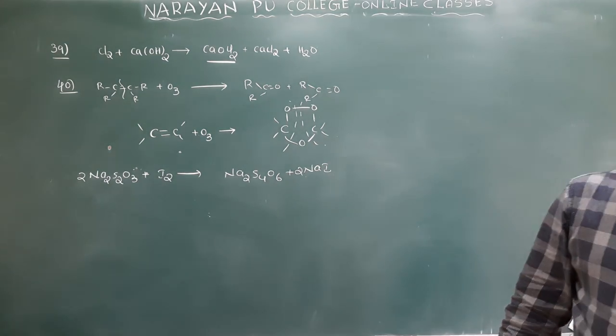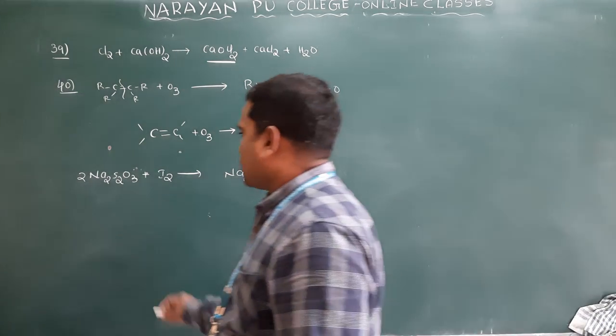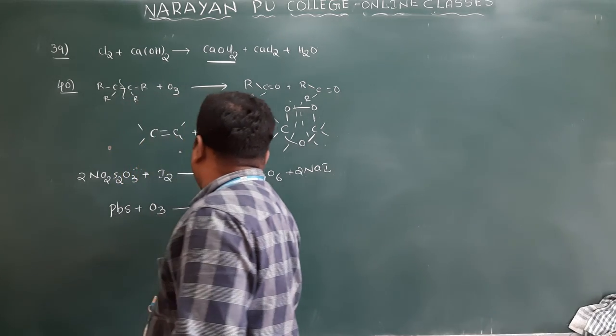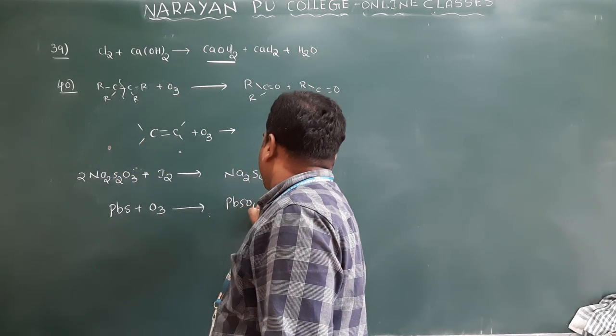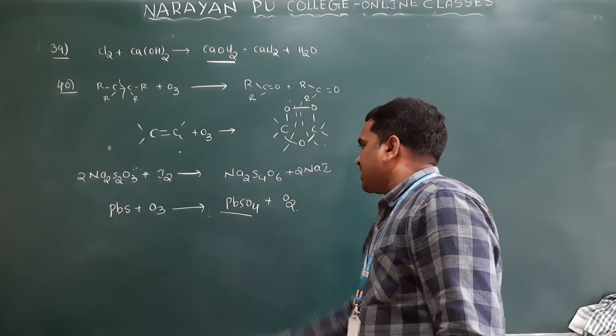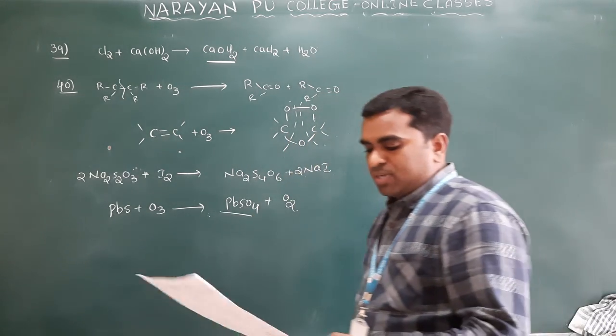And ozone oxidizes lead sulfide to lead sulfate. That is lead sulfide plus ozone gives lead sulfate plus oxygen. I am not balancing here, that is the right way. So these are all correct. Then what is wrong here?